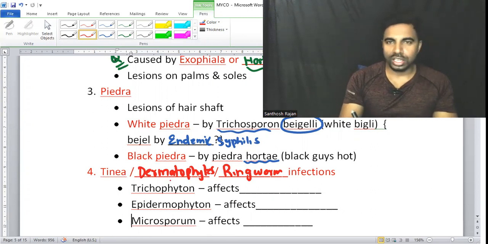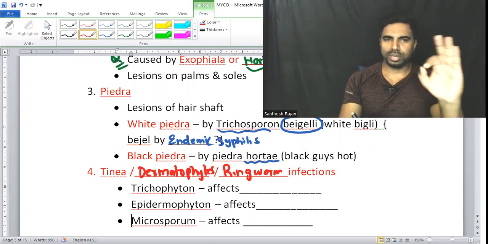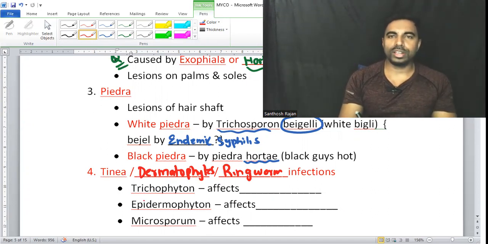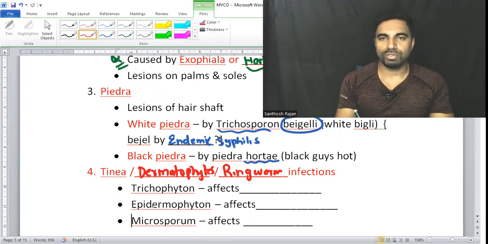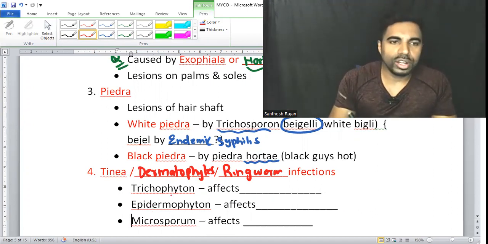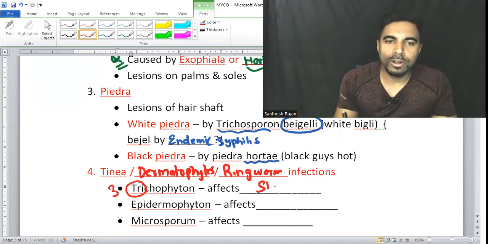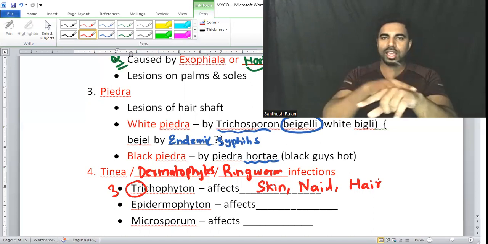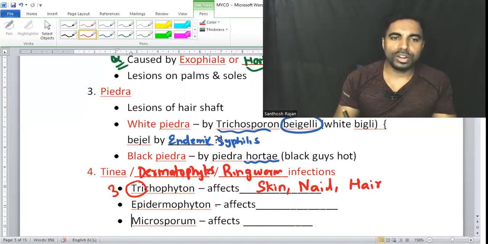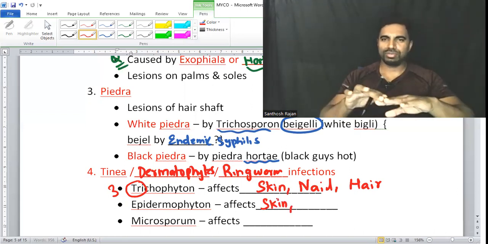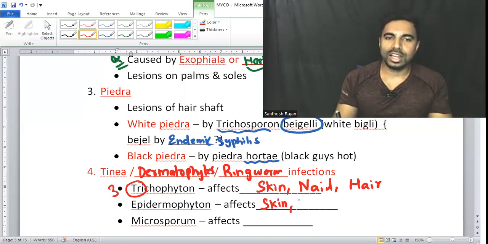So in that, tinea is caused by three important groups of fungi: either Trichophyton, Epidermophyton, or Microsporum. Trichophyton, in the name there is tri, tri is three. So what does that mean? It affects your skin, nail, and hair. Skin, nail, hair, all three. In Epidermophyton, epidermo means skin. Skin to skin. So epiderma means it's sort of skin attached. So skin and nail, just skin and nail.